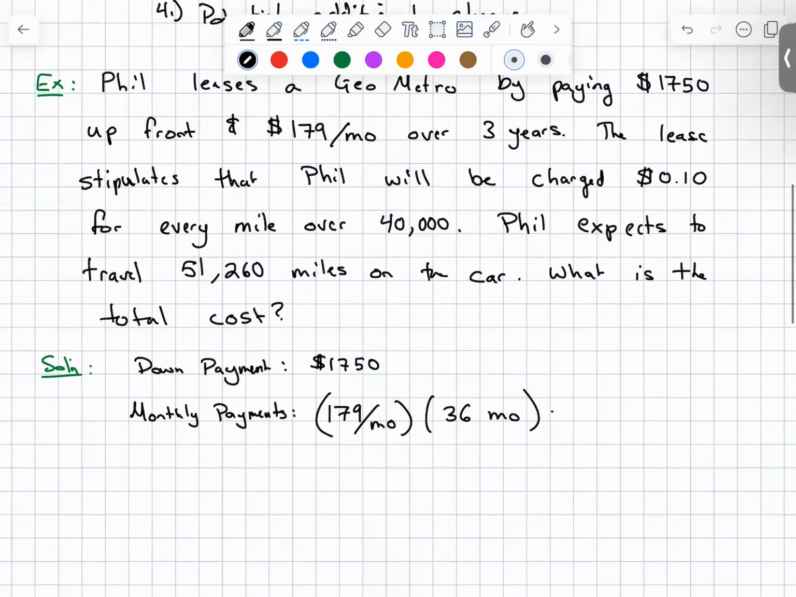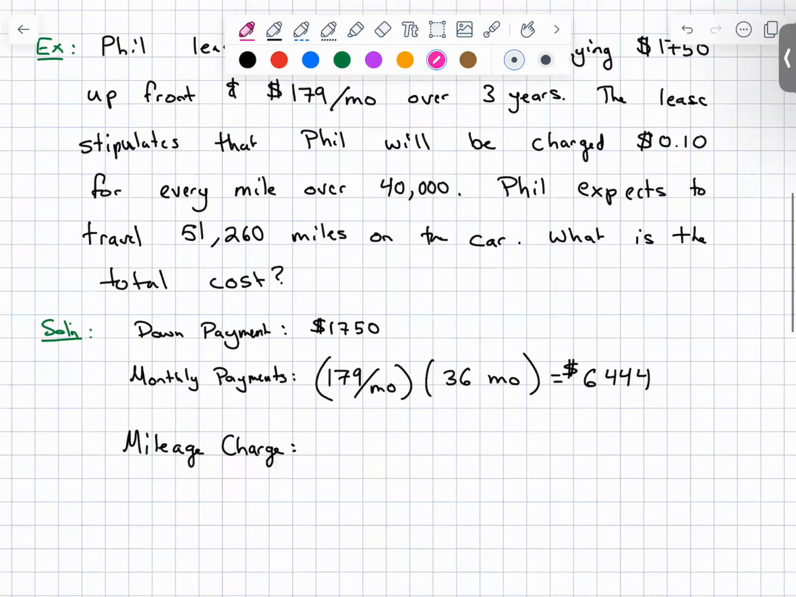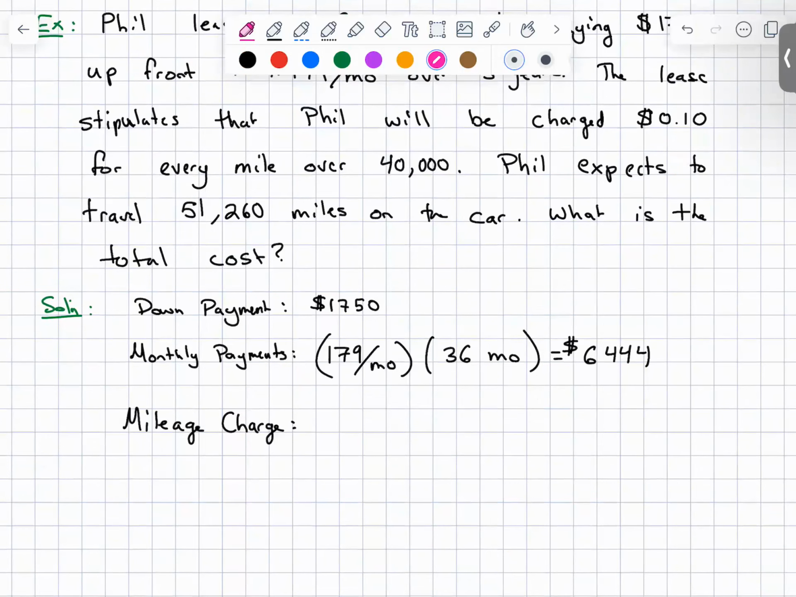So that should be $6,444. And last but not least is the mileage charge. That's an additional charge. Now, John Doe student, I'm going to write this in pink, classic John Doe. He's a silly little guy. He says that it should be 51,260 miles times $0.10 per mile. Why is he wrong?